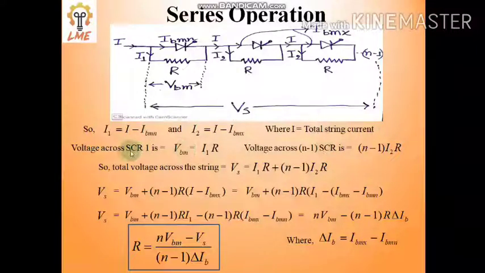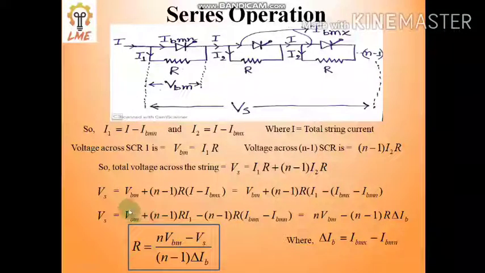The voltage across SCR1 is VBM, which is R into I1. So what is the voltage across the n minus 1 SCRs? It is n minus 1 into I2 into R, because the voltage across every SCR is I2 into R. How many SCRs are there? N minus 1. That is why it is written n minus 1 into I2 into R. So what is the total voltage across the string? Vs equals VBM, that is I1 into R, plus n minus 1 into I2 R. This is the total voltage drop across the string.